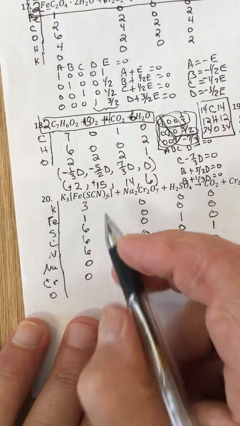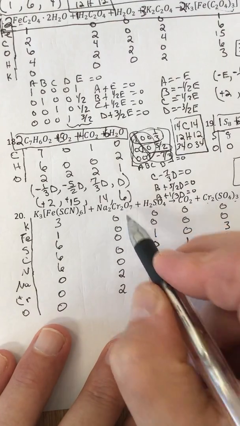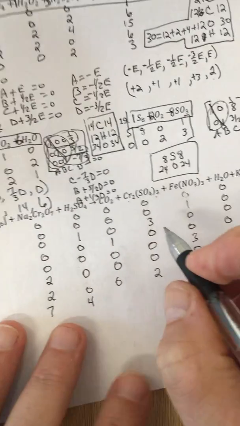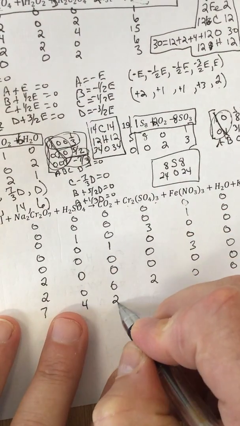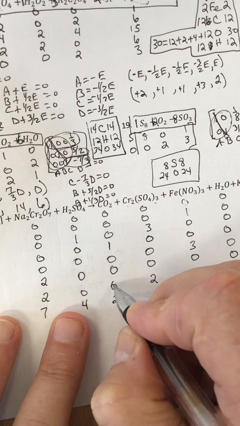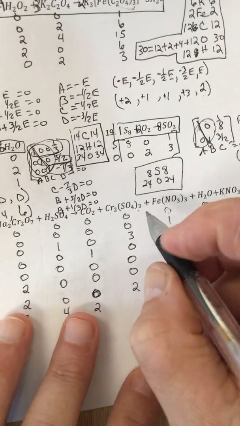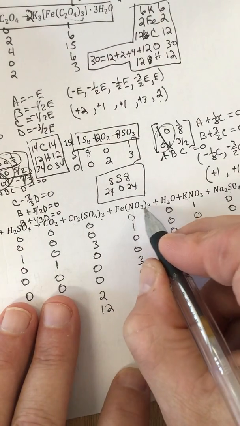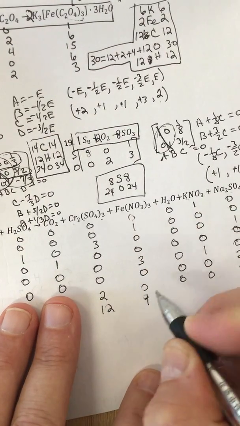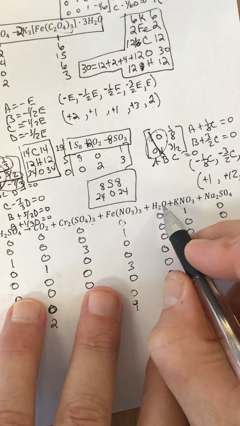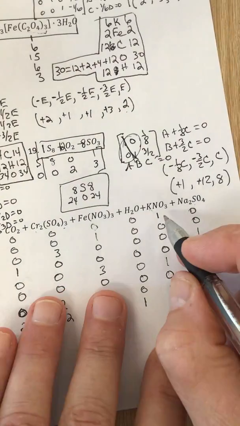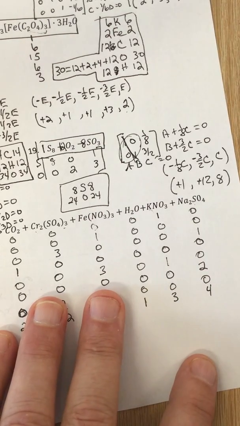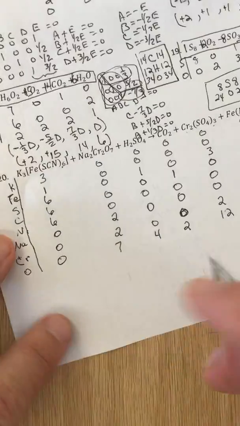Oxygen. None there. Okay, there's 7. There's 4. There's 2. There's 4 3 times for 12. There's 3 times for 9. There's an oxygen. There's 3 of them. And there's 4 of them. Lots of oxygens.